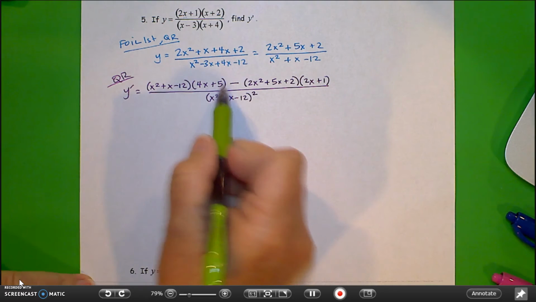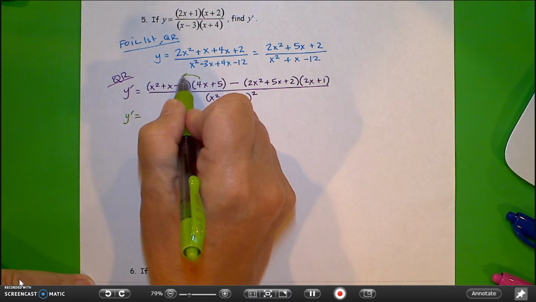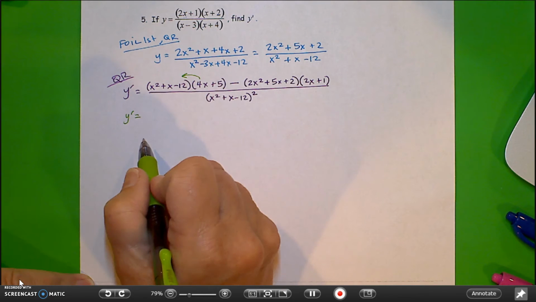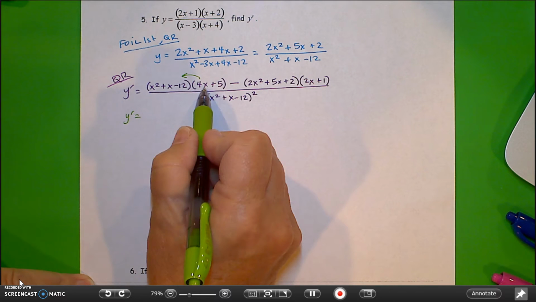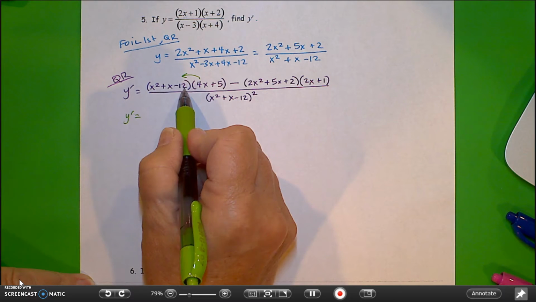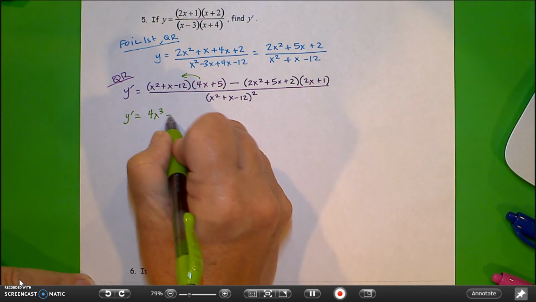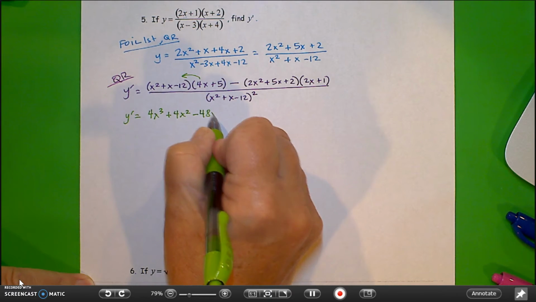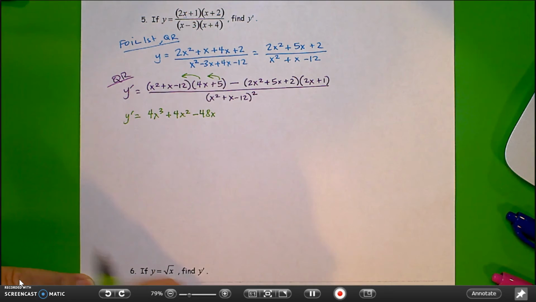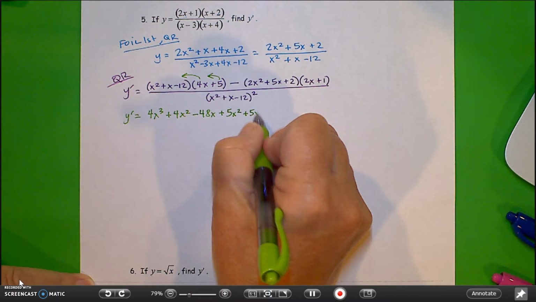Now I need to clean up the numerator. I'm going to actually distribute my 4x first. So I need to multiply these two. I'm going to distribute the 4x to all these terms. So that's going to be 4x cubed plus 4x squared minus 48x. If I distribute the 5 now, I get plus 5x squared plus 5x minus 60.